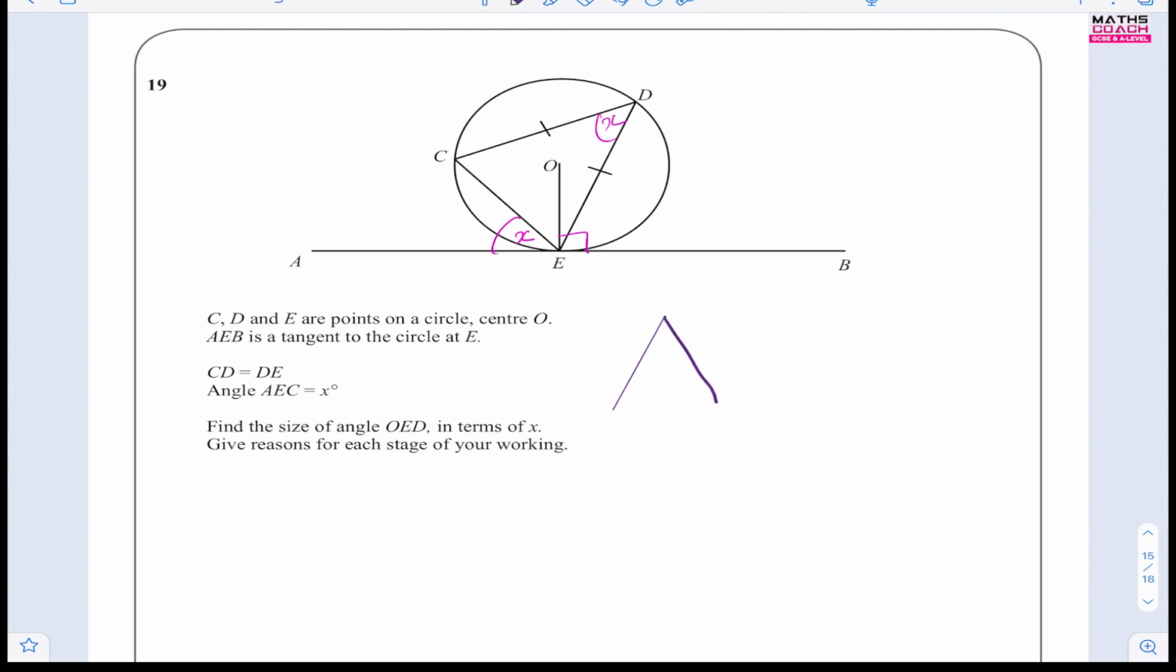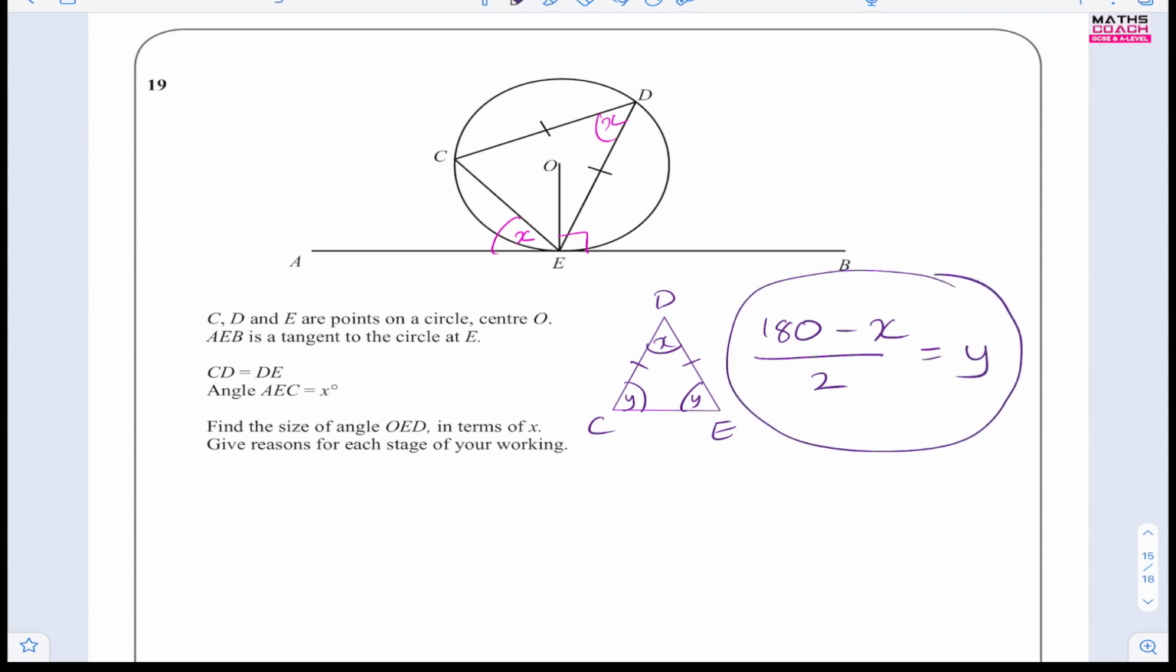So this is D, this is C, this is E, this is Y, and this is X. Let's put those marks in. So all I've done is drawn this triangle separately right there. So how do I find these two angles which I've called Y? Well, we know the angles in a triangle add up to 180. So we can do 180, take away the X, and then divide that by 2. So 180 minus X divided by 2 is the value of 1y. So we could write that right there.